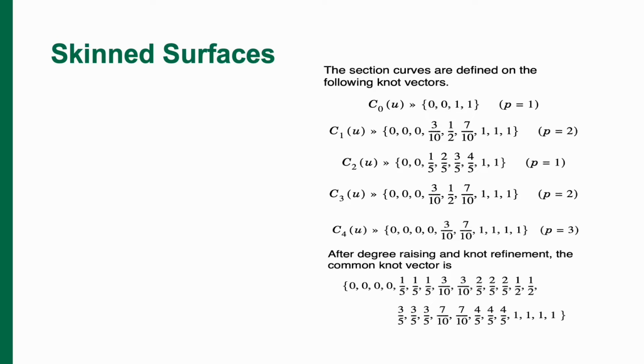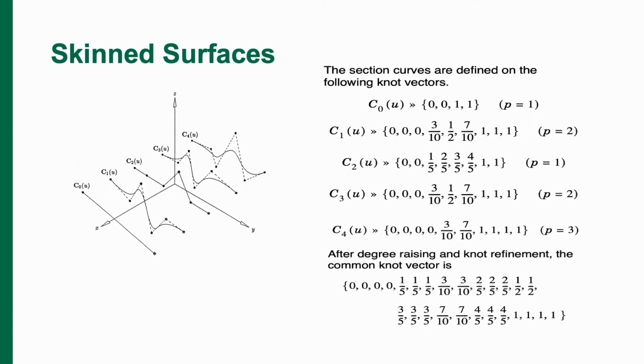Then the section curves are defined on the following node vectors, where c of 0 is the same because it is a straight line, going from 0 to 1 directly, and c of 1 is going upwards. So it goes from 0 to 1 with a few middle points like 3 by 10, 1 by 2, 7 by 10. For c2 it is also the same, and in c3 and c4.